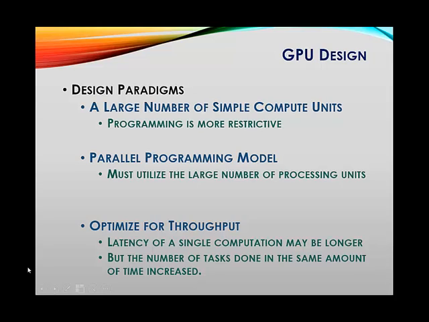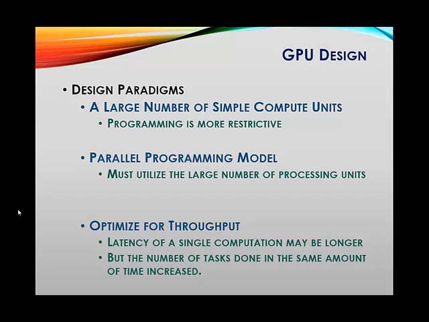So here's the design paradigm of GPU design. We want to create an architecture that optimizes for throughput. And to do so, we bring in a large number of simple compute units. Essentially, that means by increasing the number of compute units we have, we aim to increase the number of operations that can be completed over a fixed period of time, because now we have more compute units.